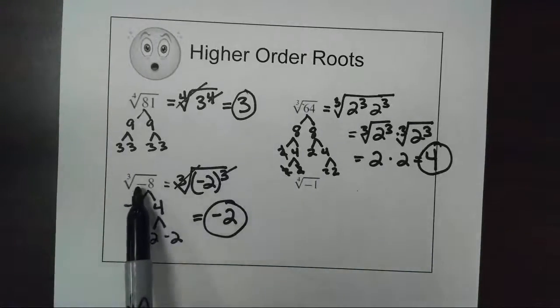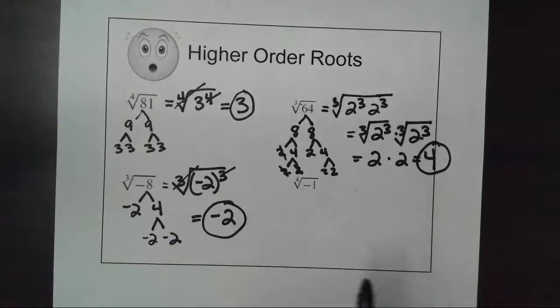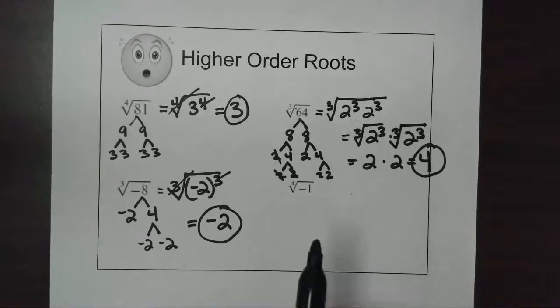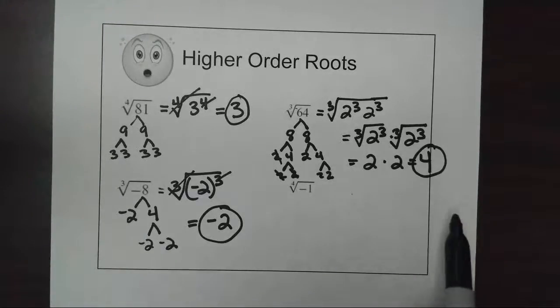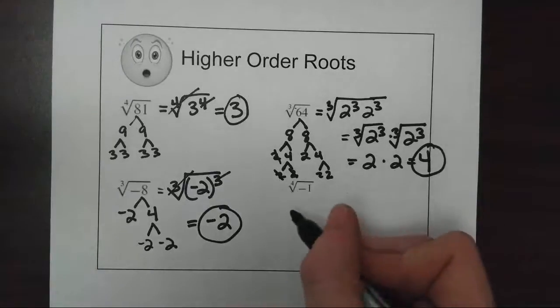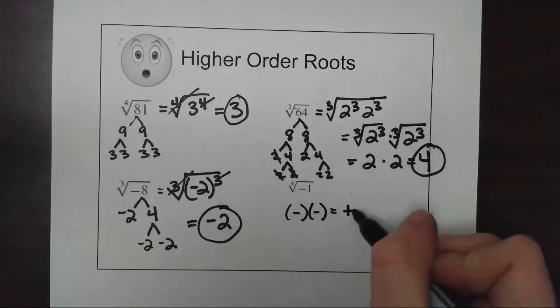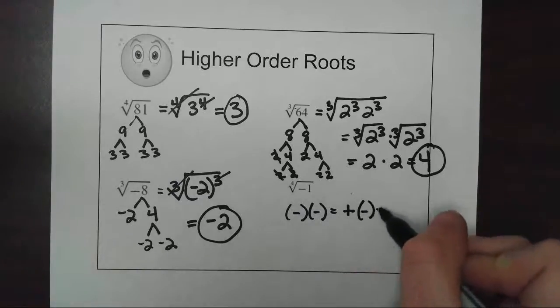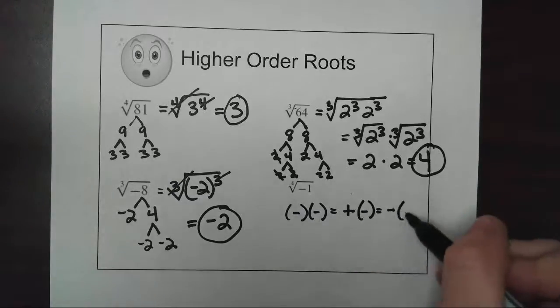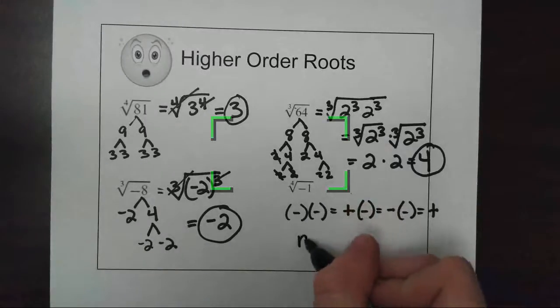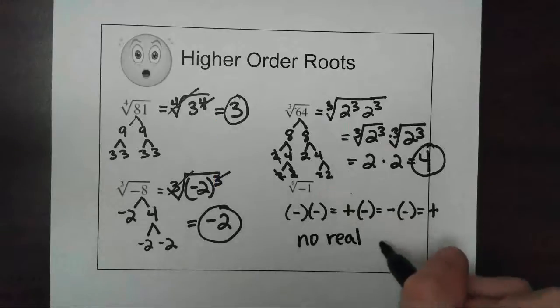And then I just want to make that negative, which is still negative 2. And here I've got the 4th root of negative 1. Now if I multiply a negative times a negative times a negative times a negative, or multiply a negative 4 times, what am I going to get? So I've got a negative times a negative, which will get me a positive. When I multiply that by another negative, that'll get me a negative. And when I multiply that by another negative, that'll get me a positive. So I can't multiply something 4 times and get a negative number. It will always be positive. So in this case, I have no real solution.